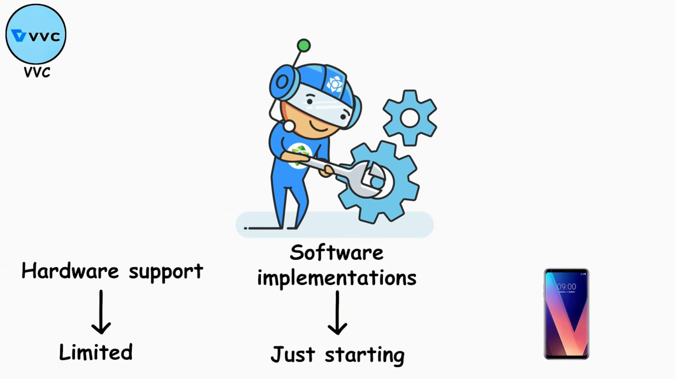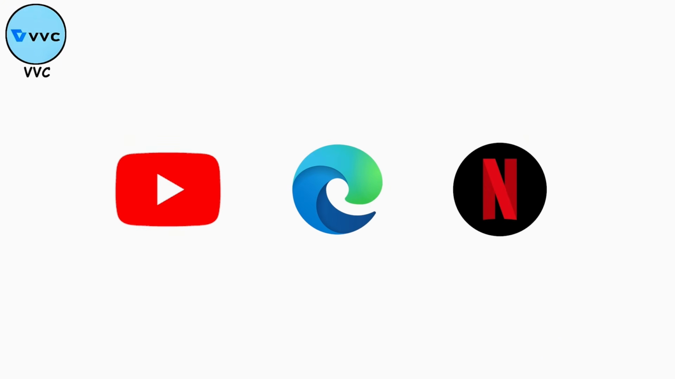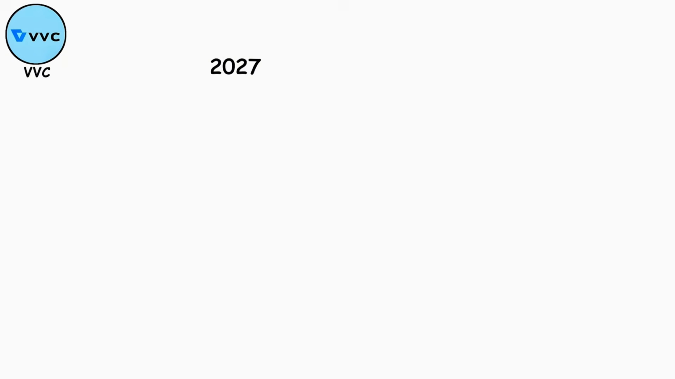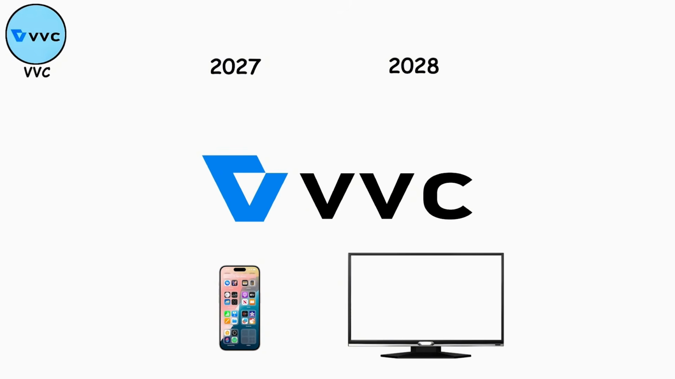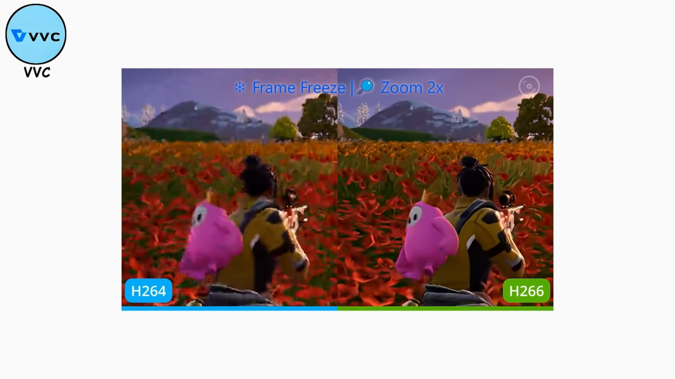As of right now, there's essentially zero hardware decode support on consumer devices, and the royalty structure is still being worked out, which means manufacturers aren't rushing to add it. We're probably looking at 2027 or 2028 before you see VVC support on your phone or TV. For now, it's mostly a glimpse of the future. Super efficient compression for a world where video keeps getting bigger and higher resolution.